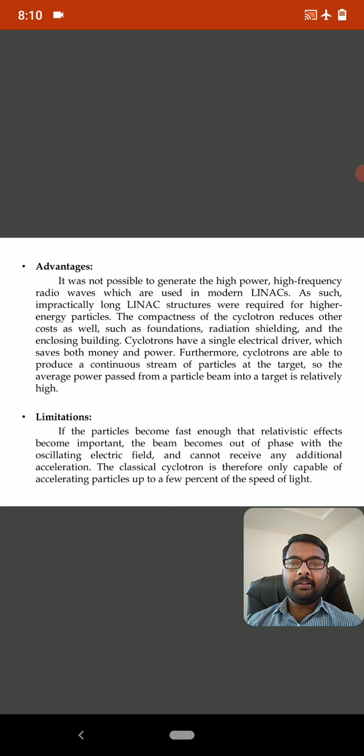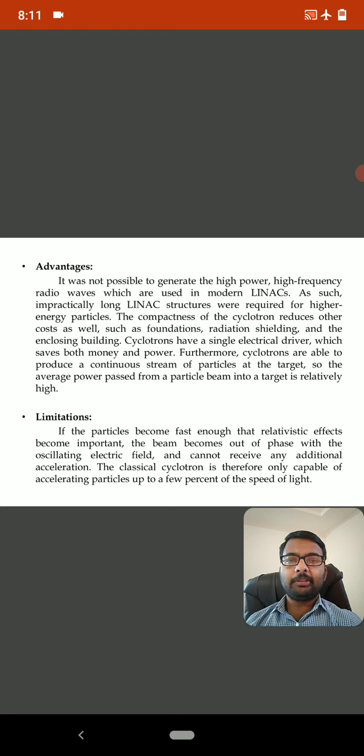Then, like many other scientific instruments, this cyclotron accelerator has certain advantages as well as disadvantages or limitations. So what are the advantages of this cyclotron accelerator? Using the LINAC, which we have discussed in our earlier session, that is the linear accelerator, it is not possible to generate high power, high frequency radio waves.